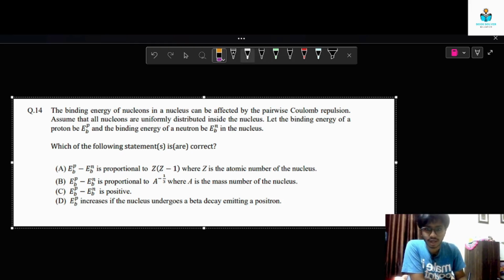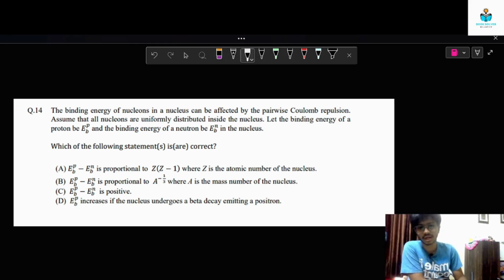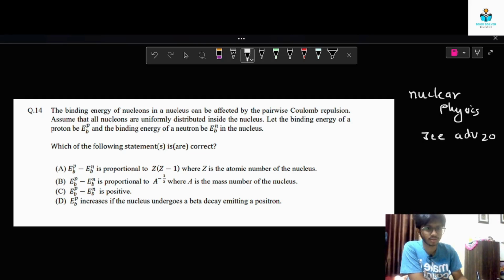Hey everyone, so here we have a question from the radioactivity chapter, dual nature, nuclear physics, okay? So it's from nuclear physics. It's from JEE Advanced 2022, paper 1. Okay, so this question is really interesting, like a serious question.